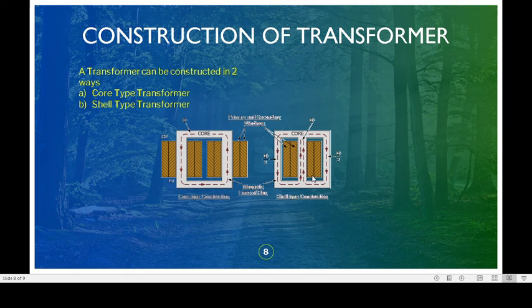In the shell type transformer, the windings are surrounded by the core, whereas in the core type transformer, the core is surrounded by the windings. This is one of the major differences between the core type transformer and the shell type transformer.